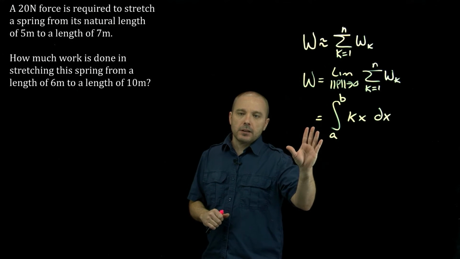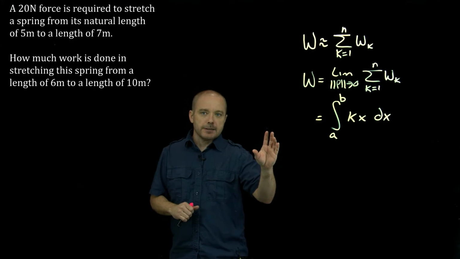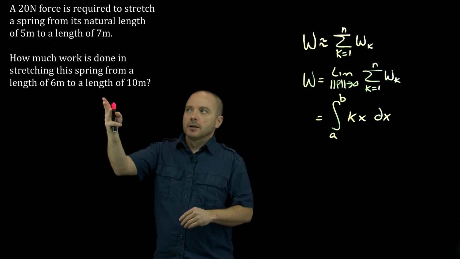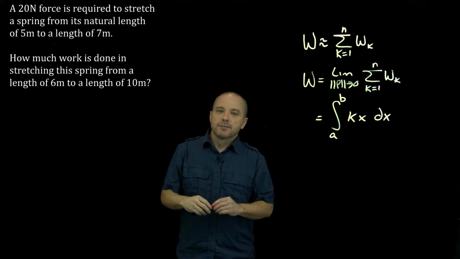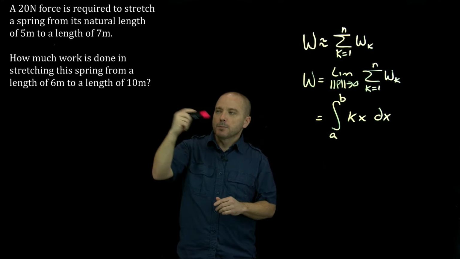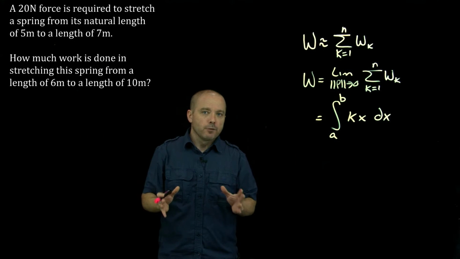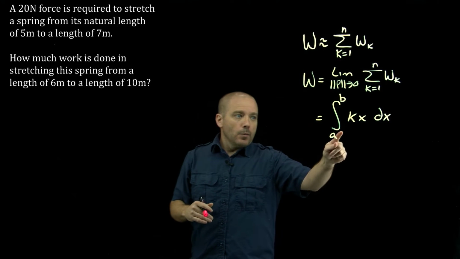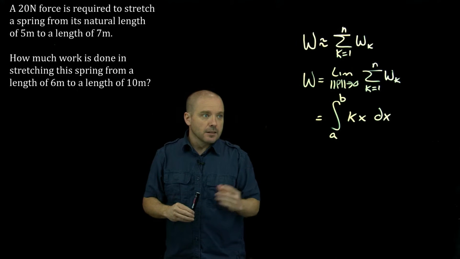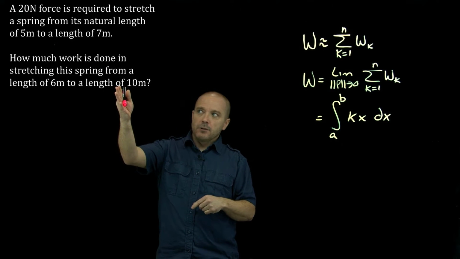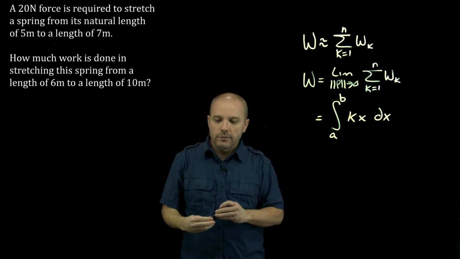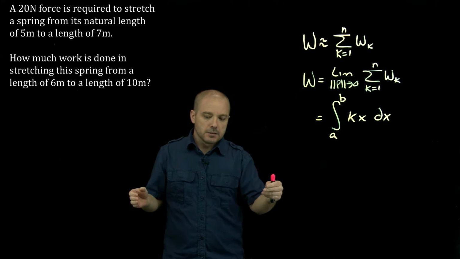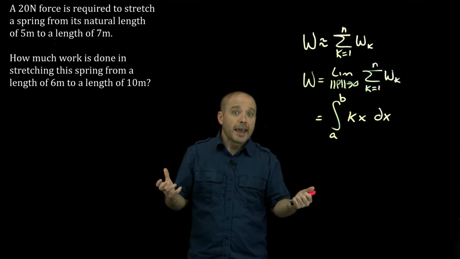Now that we know how to calculate work in compressing or stretching a spring using integration, let's look at an actual example. So here we have this problem, and they're really giving us two pieces of information. If you read the first part, it's really just telling us about the force required to stretch it a certain amount. And remember, part of this integral is K, that spring constant. And they're really telling us in the beginning there that a 20 Newton force is required to stretch the spring from its natural length of 5 meters to a length of 7 meters. So that's telling us something about K, right?